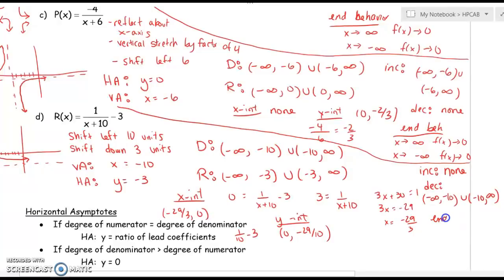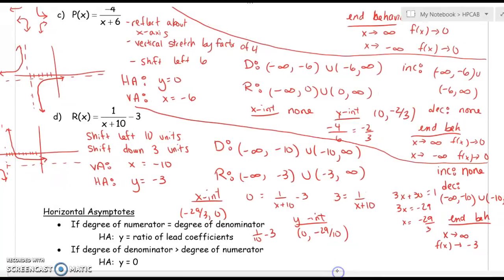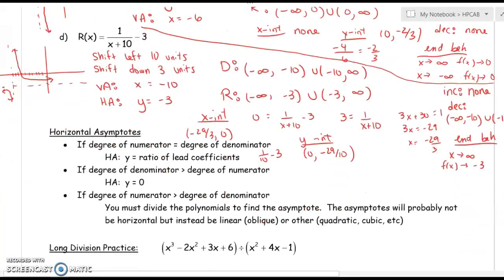And then end behavior. All right, as we go to +infinity, the y values are getting closer and closer to that -3. So as x goes to infinity, f of x approaches -3. And then same thing going to the left. As x goes to -infinity, as we go to the left, the y values are also getting closer to -3. So as x approaches -infinity, f of x approaches -3.